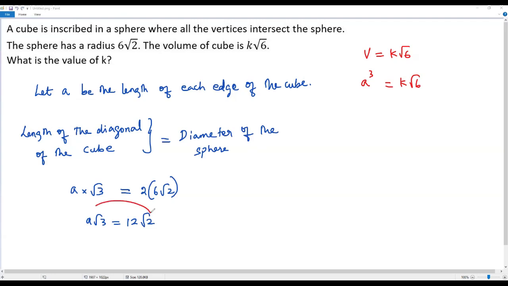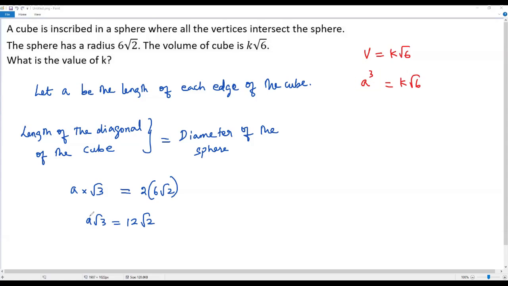Now in this expression, we have to plug in some expression for a in terms of k, so that I'll be able to solve for k according to the question. Here I already know that a cubed equals k times square root of 6. If I want to plug in this k times square root of 6 over here, I must have a cubed over here.